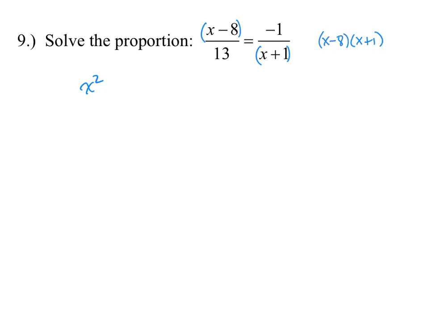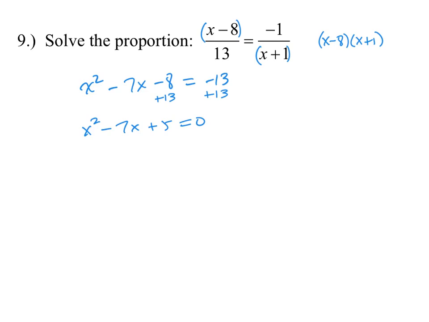So 1x plus -8x is -7x. And then finally, -8 times +1 gives us -8. And then when we cross multiply the other way and take 13 times -1, we get -13. Now, next step is to get this in standard form. So we want one side equal to 0. So let's add 13 to both sides. And we get x squared minus 7x plus 5 equals 0.